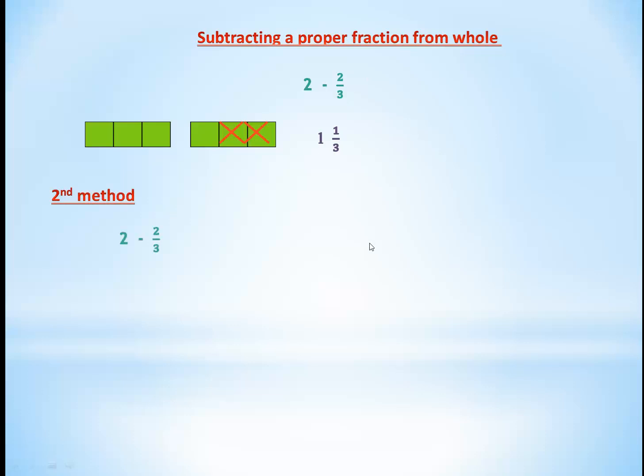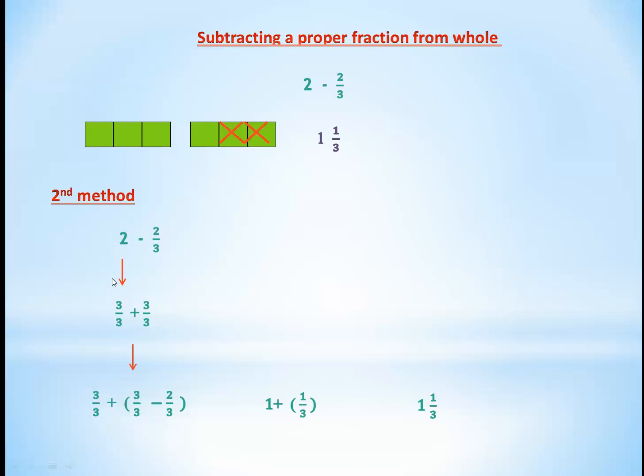Second method, 2 minus 2/3. We will decompose 2 into 1 and 1. It will be 3 over 3 plus 3/3 minus 2/3. Okay, so let's take 3/3 minus 2/3 between brackets alone, and 3/3 will be 1, plus 3 minus 2, 1. It will be a third. So it will be 1 and 1/3.